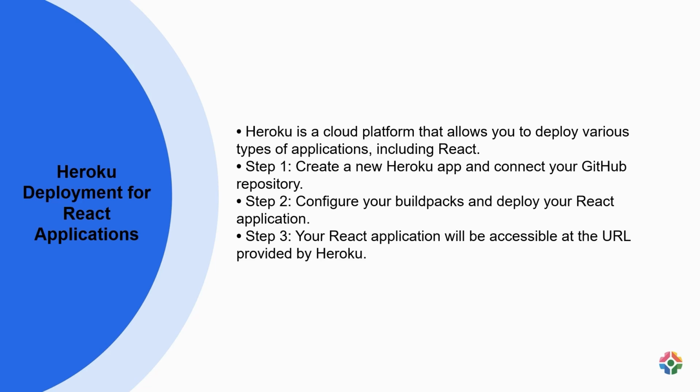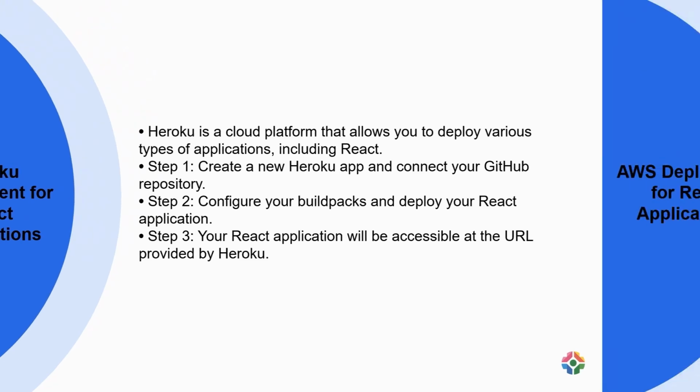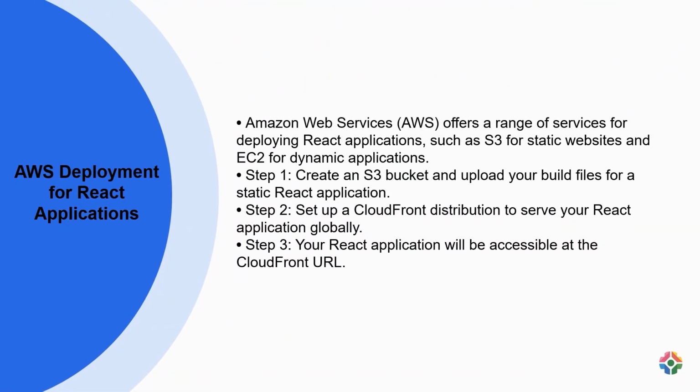Example: by following these steps, you can effortlessly deploy your React application on Heroku and make it accessible to a wider audience. To deploy a React application on AWS, follow these steps. 1. Create an S3 bucket and upload your static React application build files. 2. Configure a CloudFront distribution to globally serve your React application. 3. Access your React application through the CloudFront URL.